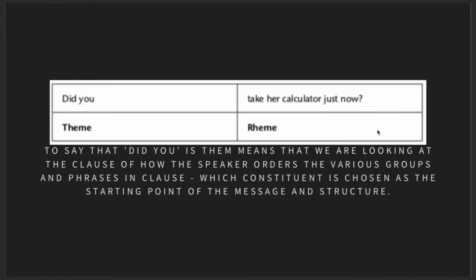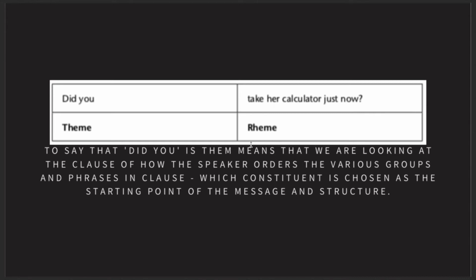This means that we are looking at the clause from the textual perspective of how a speaker orders the various groups and phrases in the clause, in particular which constituent is chosen as the starting point of the message. With the passive version, the words in the theme change, but they are still part of the clause that signals that it is a question.